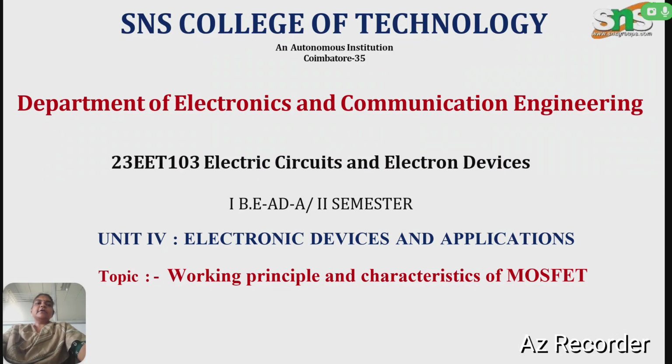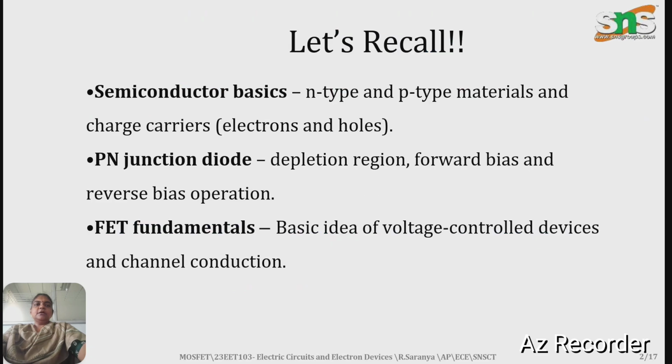Today in this video we are going to see about the working principle and characteristics of MOSFET. Before going to our topic, we'll recall a few basics. Semiconductor is nothing but a combination of N-type and P-type material. The most common form of diode is the PN junction diode, which works very well in forward biasing, and there will be no current flow in case of reverse biasing.